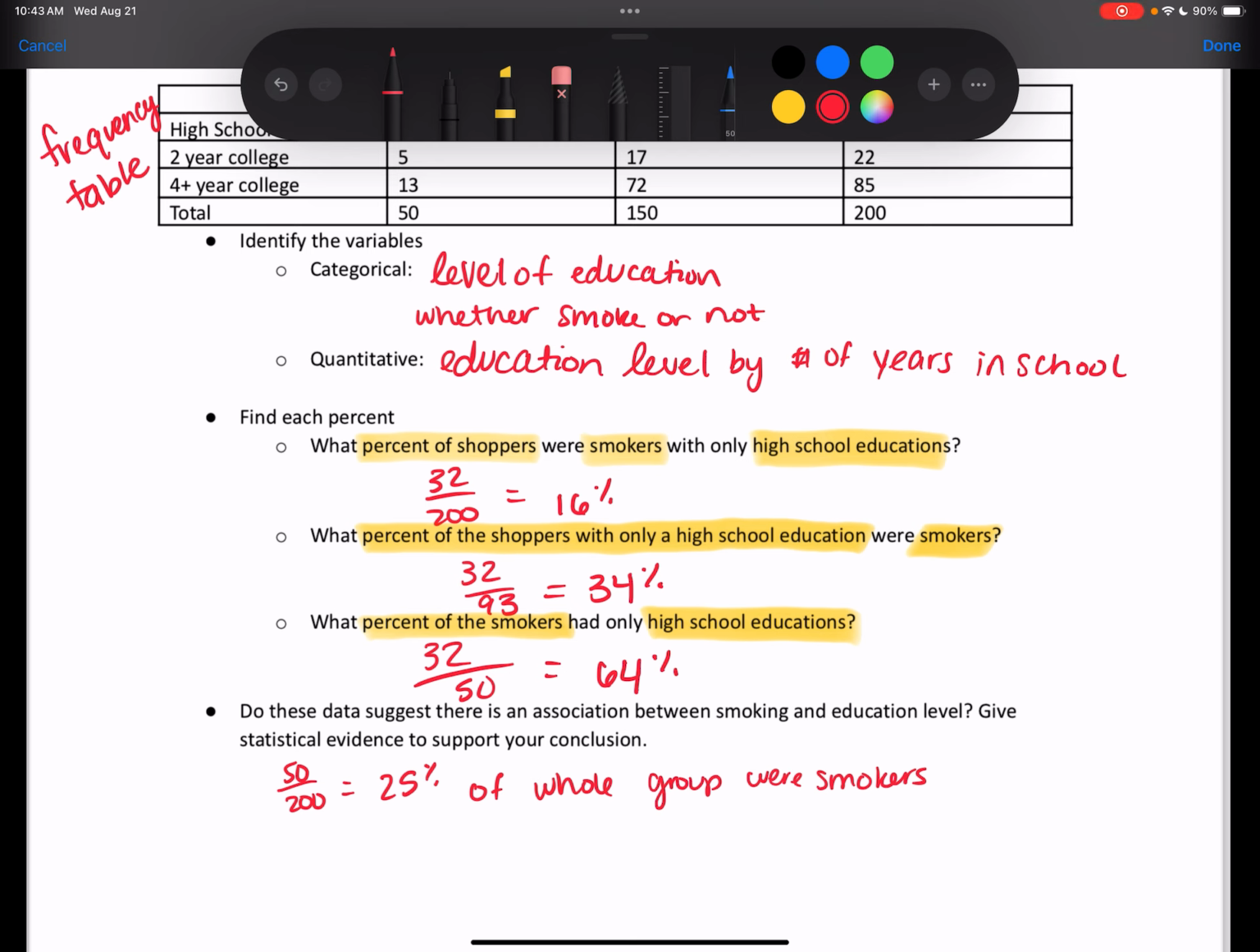What about how many 4-year college people smoke? Like number or percent? Like percent. Like what percent of 4-year college people smoke? 26.